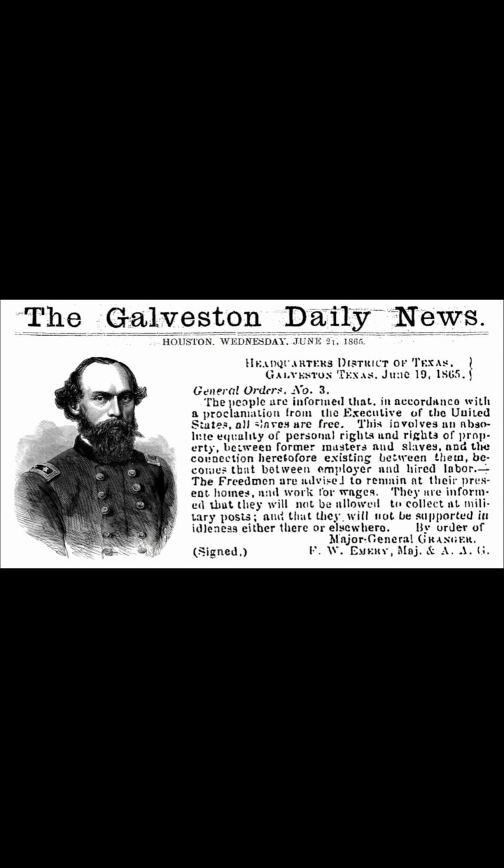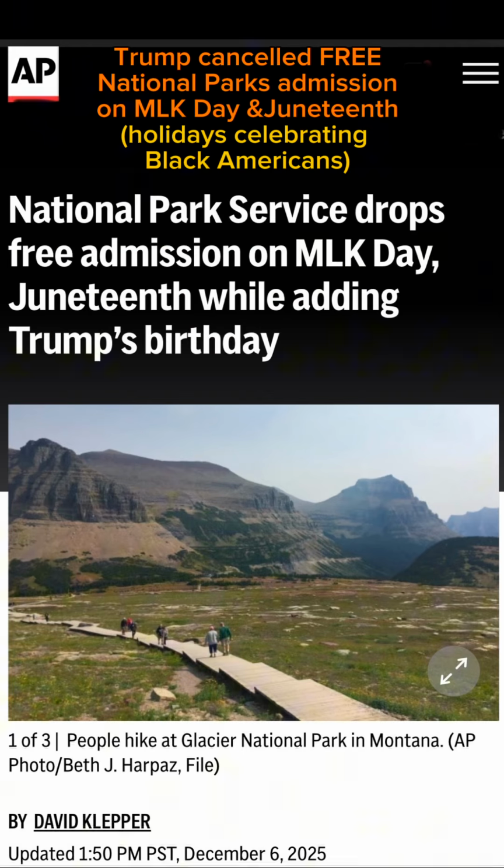June 19th is now a national federal holiday commemorating the end of slavery, celebrated as Juneteenth, though I imagine Trump's racist regime will try to do away with it as they continue their relentless purge of all black history from our education system and cultural institutions.